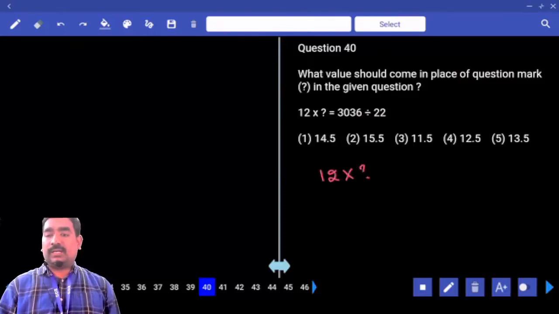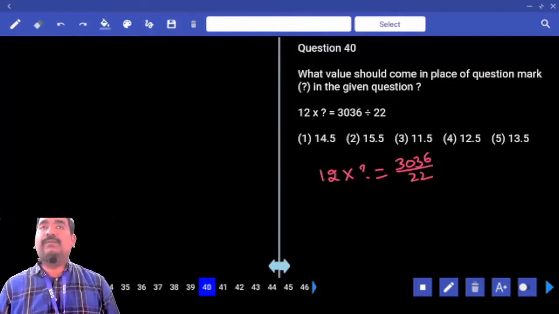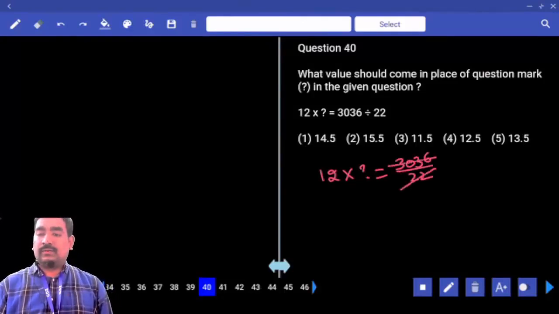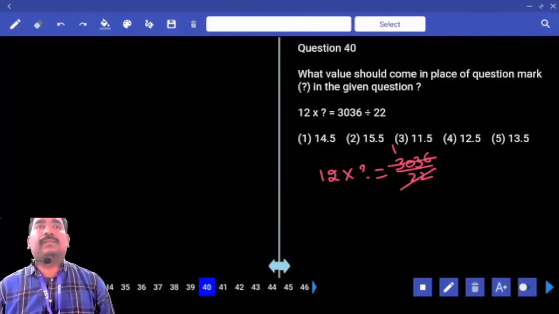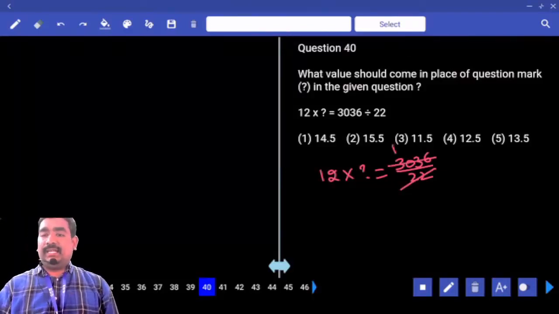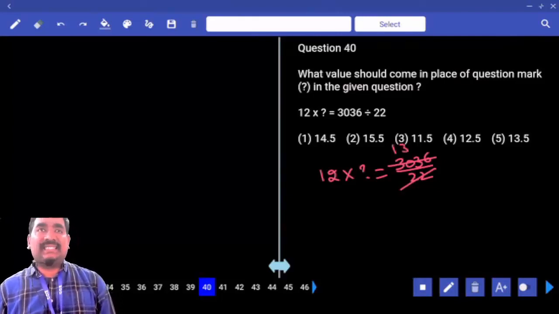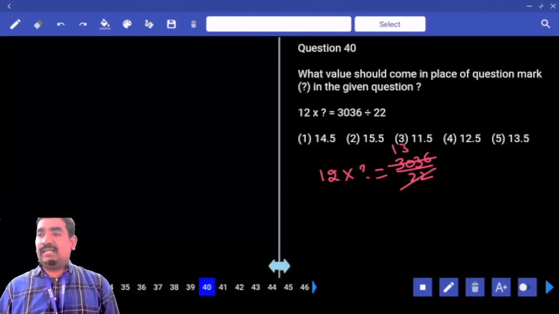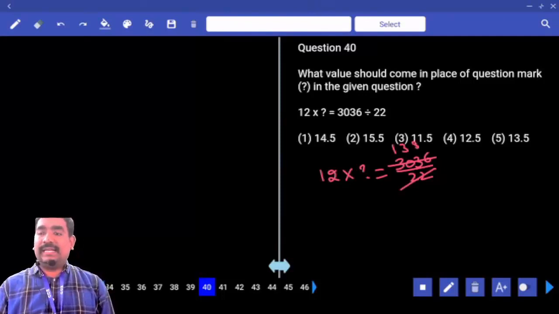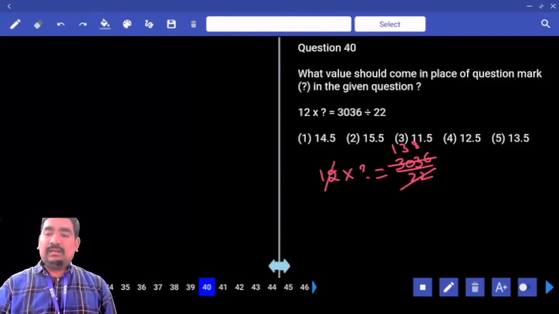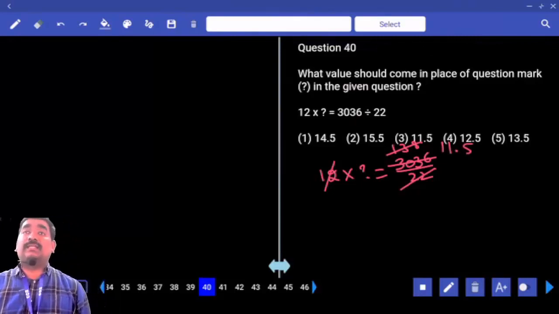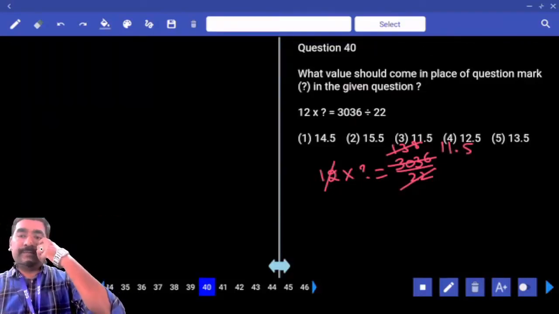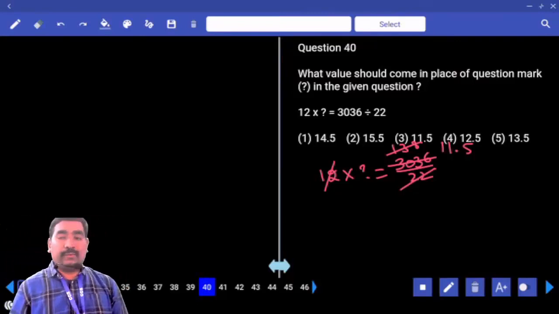12 into question mark equal to 3036 divided by 22. 22 ones are 22. Remaining 83. 22 threes are 66. Remaining 17. 176 and 22 8 times. 12 5 times. What's your answer? 11.5.